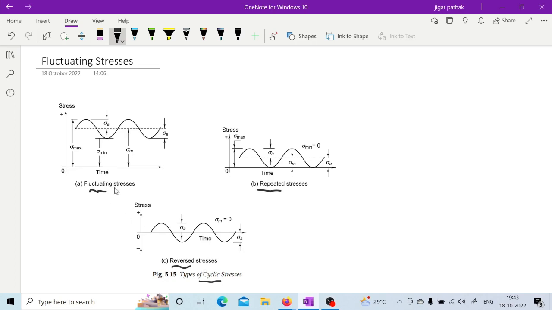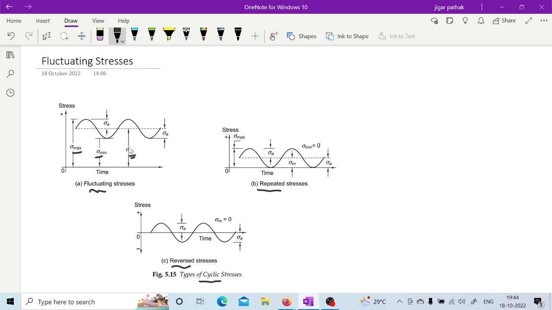Now in fluctuating stress, your stress will have a mean stress about which your maximum and minimum stress will be there, right? As you can see here, you are having some maximum and some minimum stress around a particular mean stress. It may be both tensile, both compressive, or a combination of tensile and compressive in case of fluctuating stress, right?